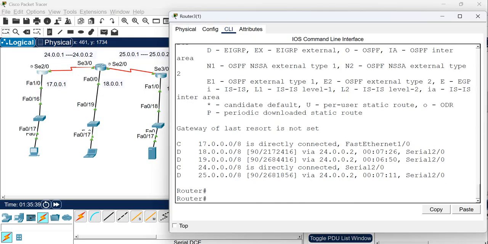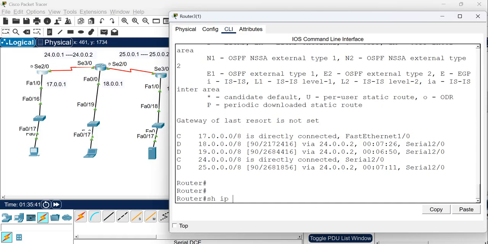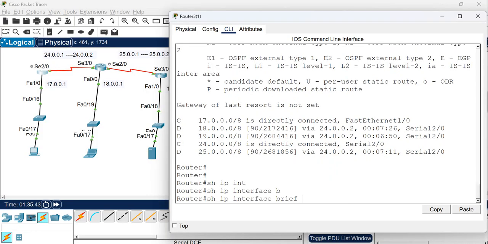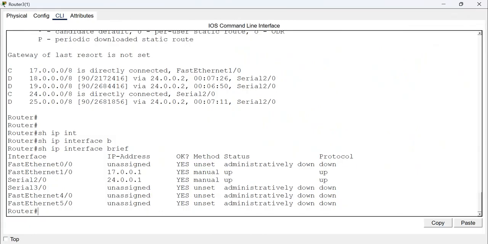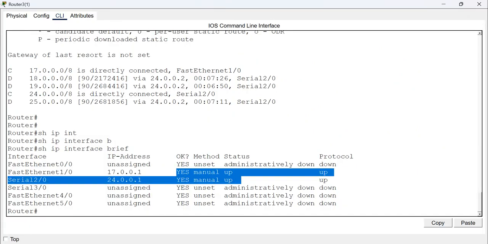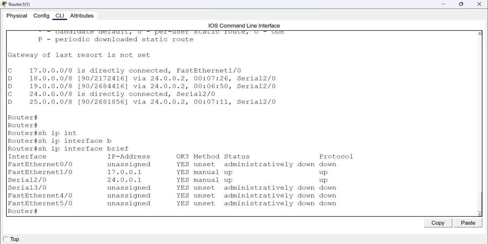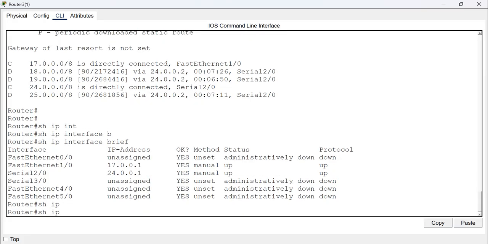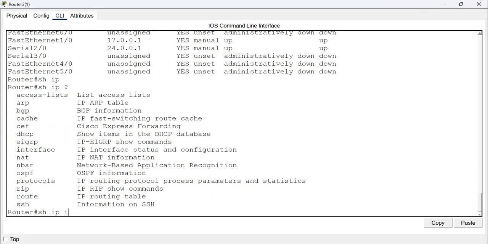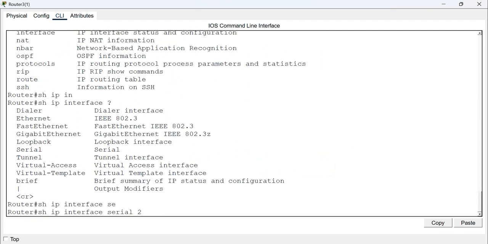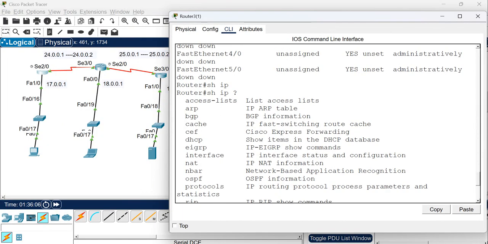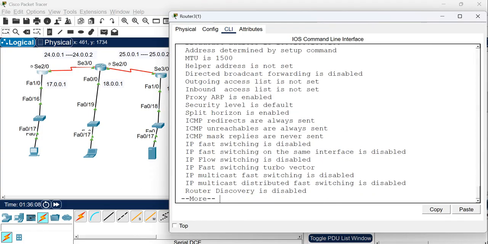Okay. Let us see one more, which is show ip interface brief. If I use show ip interface brief, it will show you which interfaces are connected with your IPs and which interfaces are up. Clear? Now, if you want to see a particular interface, I can do that with show ip interface question mark. I can put serial 2 by 0. Can you see?